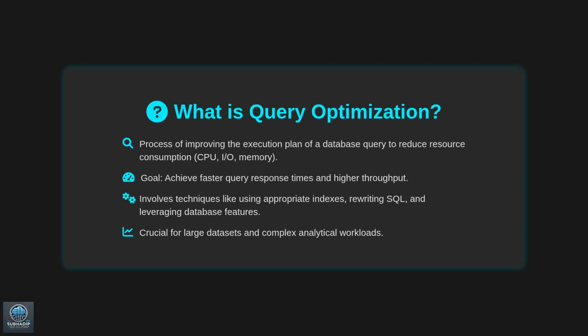First, let us understand what exactly query optimization is. It is the process of improving how a database query runs to use fewer resources. Our main goal is to get faster results and process more data efficiently. This involves smart techniques like using indexes, rewriting SQL, and leveraging advanced database features. It is absolutely critical for working with large datasets and complex analytical tasks.